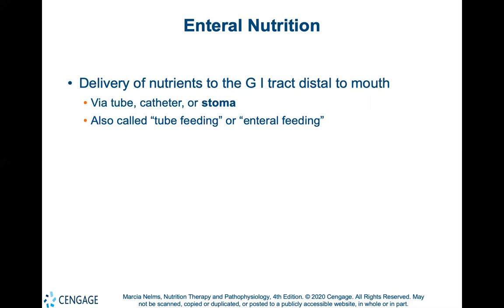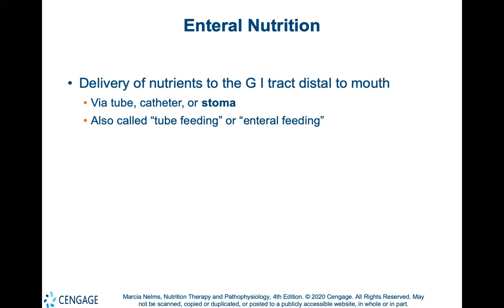The 2016 ASPEN Critical Care Guidelines recommend that nutrition support therapy in the form of early enteral nutrition be initiated within 24 to 48 hours in the critically ill patient who is unable to maintain volitional intake and is at nutritional risk. I'll say it again. The 2016 ASPEN Critical Care Guidelines recommend that nutrition support therapy in the form of early enteral nutrition be initiated within 24 to 48 hours.